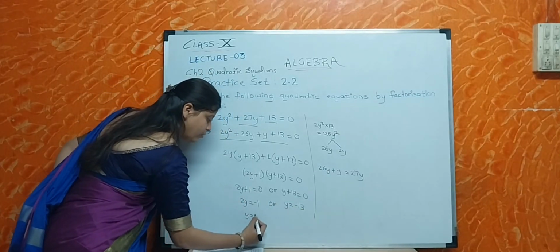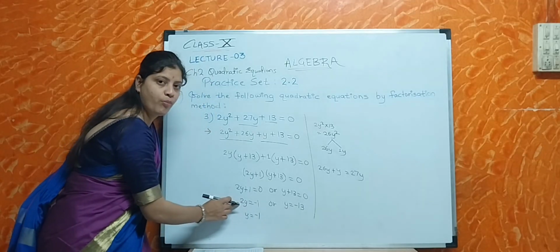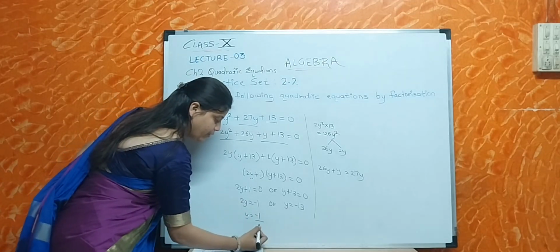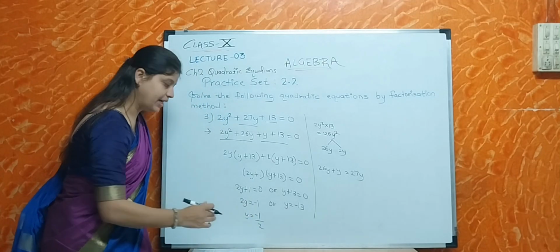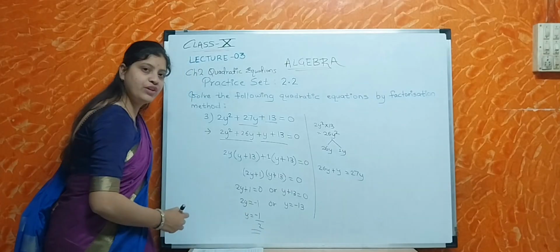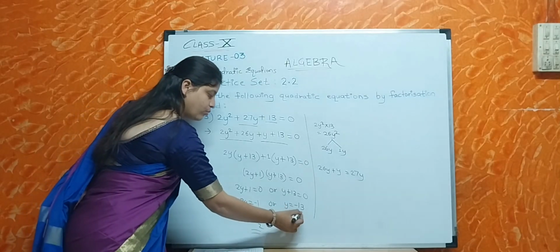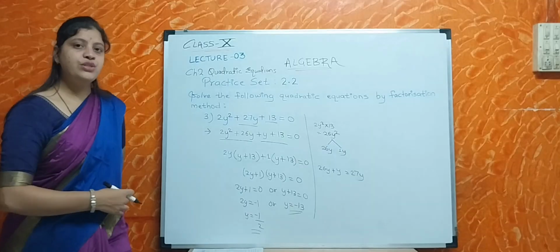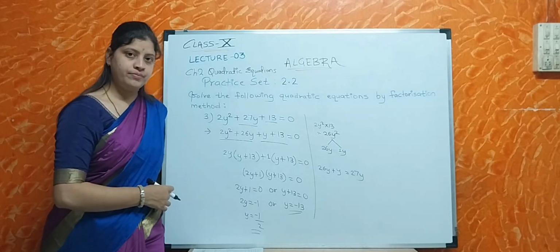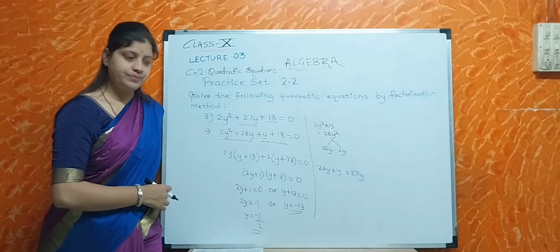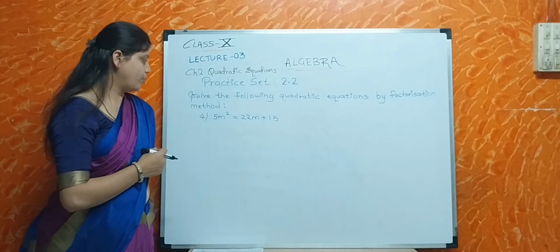So y is equal to minus 1. This 2 is in the form of multiplication, so here it will go in the denominator side. So y is equal to minus 1 upon 2 and y is equal to minus 13 is our solution of this equation. Understood? Okay, next question number 4.